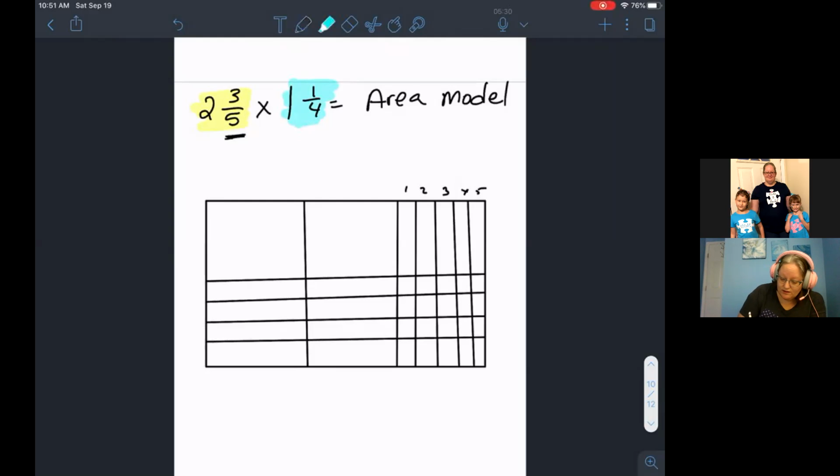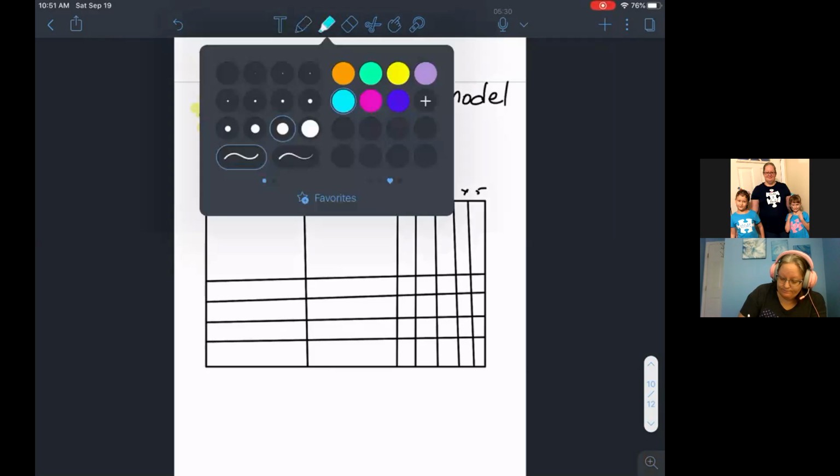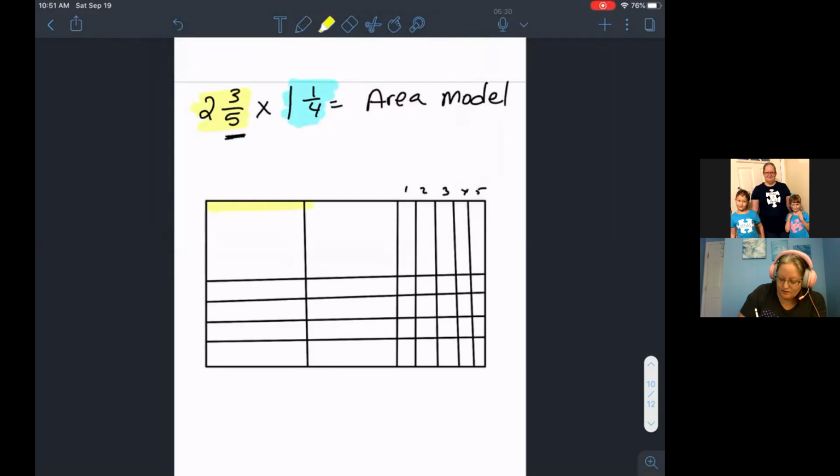Okay, so let's do the first side. So we have 2 units for the 2 3/5. That's our 2 units. And then we have 3/5. So then our next side, we have the 1 and 1/4. So the 1 is going to be the overlap here. And then we're going to have 1/4 of the other one.